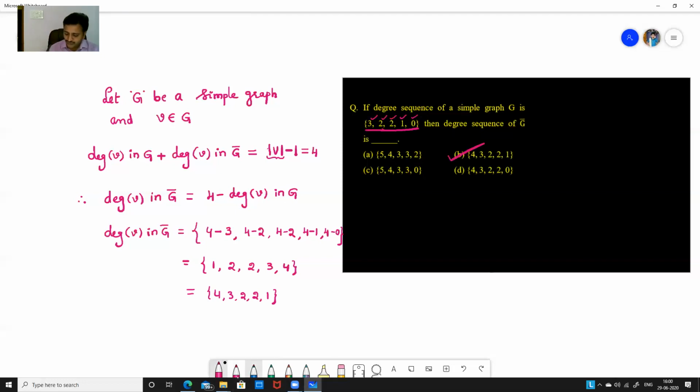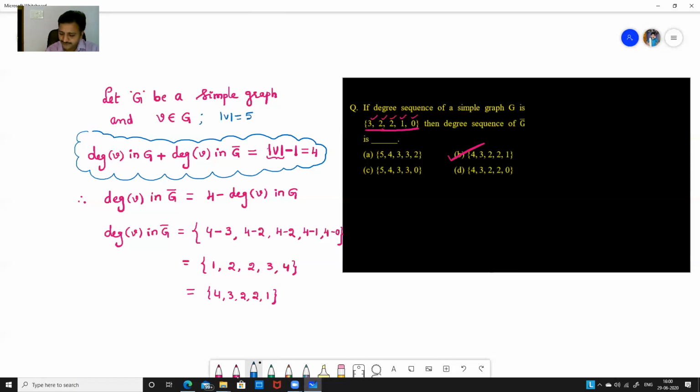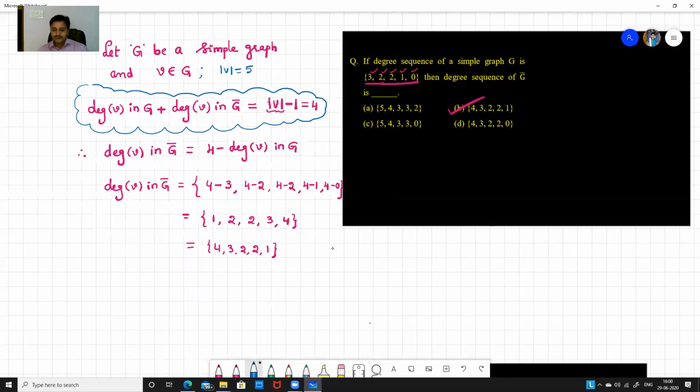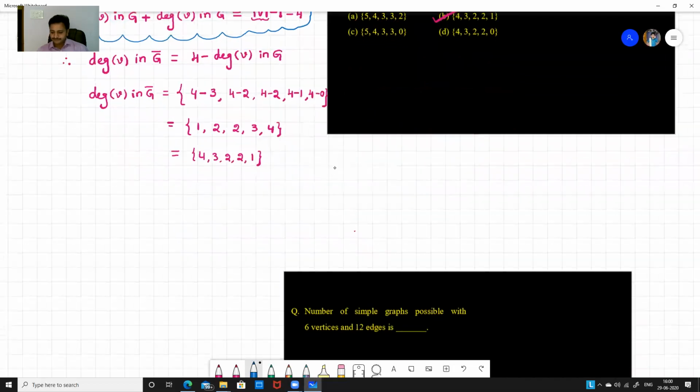So to solve this question, what is the basic principle we applied here? Degree of V in G plus degree of V in G bar must be equal to the total number of vertices minus 1. In this problem, they provided a total of 5 vertices. Therefore, 5 minus 1 equals 4. Right? Let me discuss the next problem.